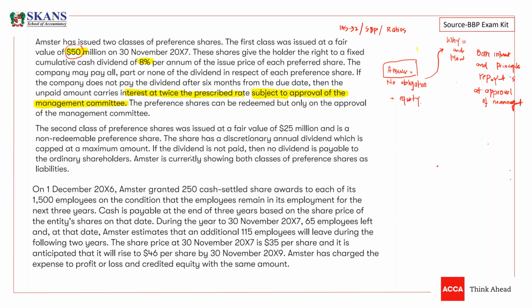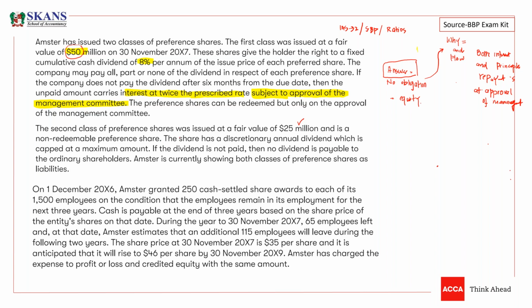Now what is next? Brilliant. The second class of preference shares was issued at a fair value of 25 million. So this is 25 million, guys. What is in this 25 million? Let's understand. It was issued at a fair value of 25 million and is a non-redeemable preference share. It means you don't have to pay back this amount.